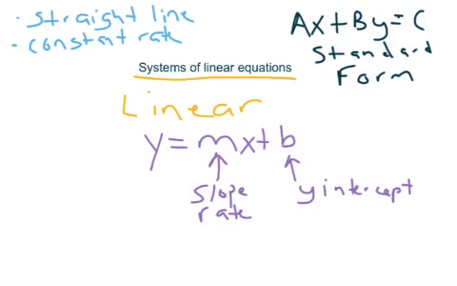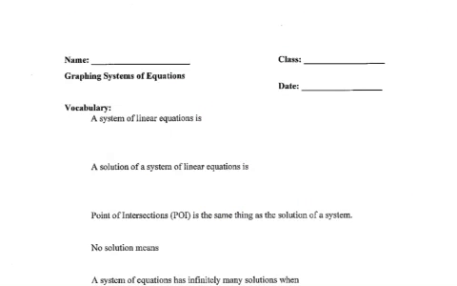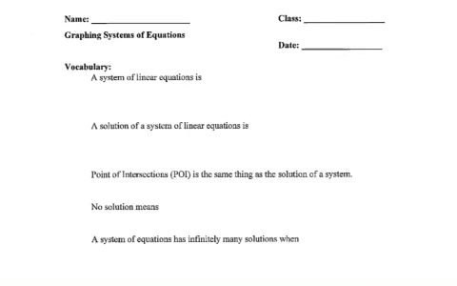So like I said, we always are going to make sure we have it in the slope-intercept form, the y equals mx plus b. If I give it to you in this form, the standard form, remember at the very beginning of the school year we learned to solve for y, to get y by itself, which we'll practice in this little lesson as well. So you should have your notes packet in front of you, and we're just going to go over some vocabulary.